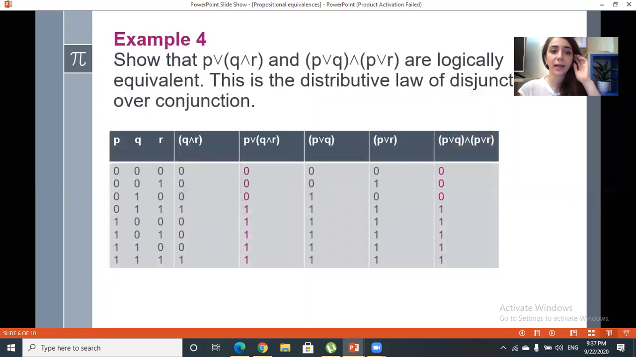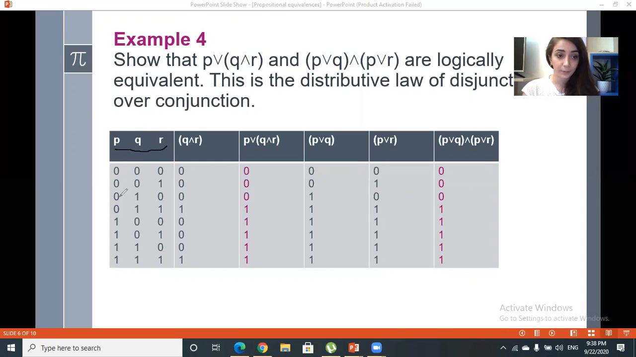Another example: show that P disjunction (Q conjunction R) and (P disjunction Q) conjunction (P disjunction R) are logically equivalent. This is the distributive law of disjunction over conjunction, okay? Let's find out. Here we first wrote the truth values of P, Q, and R. Look at the structure, please.